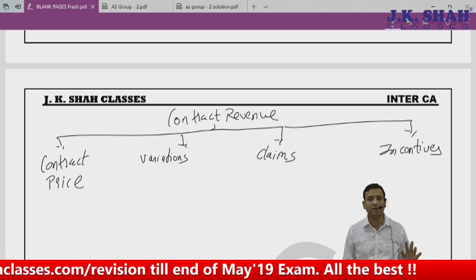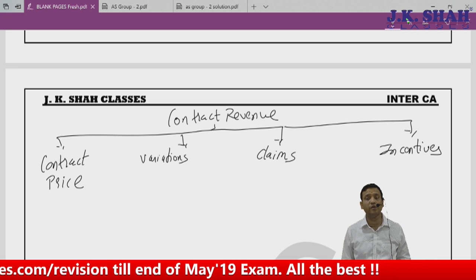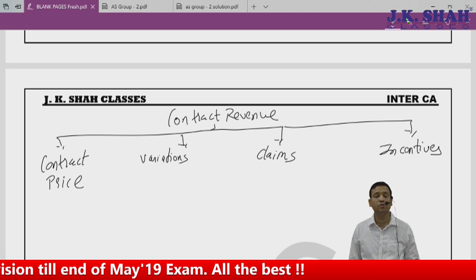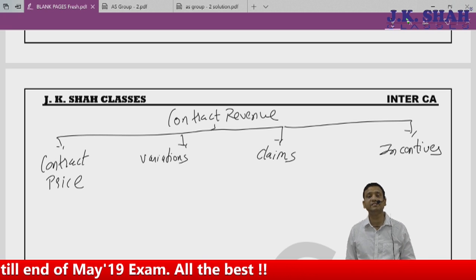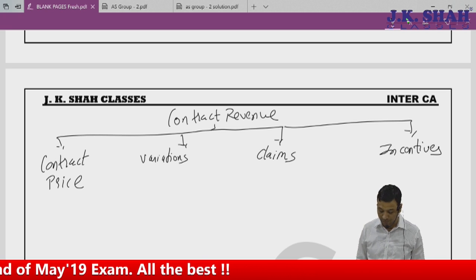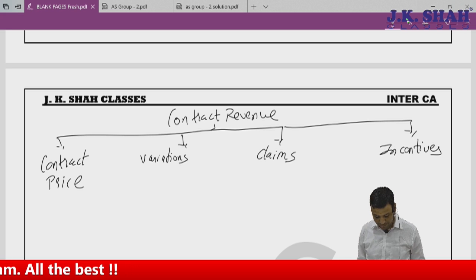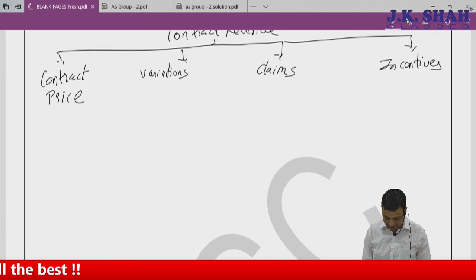Just because in the past you were getting those incentives or your performance was good in the past, that does not make you go for recognizing incentive as a revenue. Incentives are to be recognized only if it is certain that incentives will be received. This is your contract revenue.